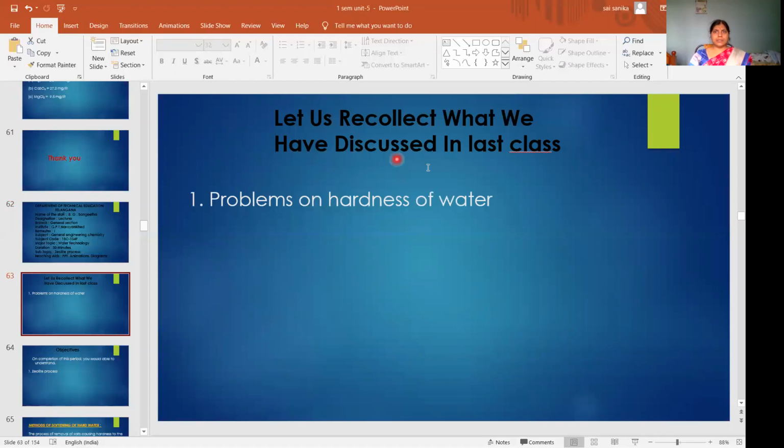Let us recollect what we have discussed in last class. In last class, we discussed problems on hardness of water, how to solve the problems on hardness of water. We have seen some problems. So today we will discuss the zeolite process.